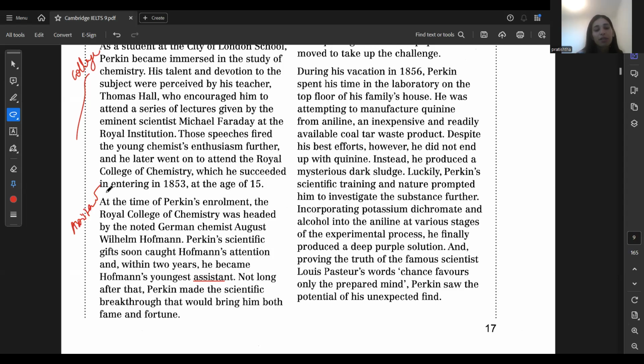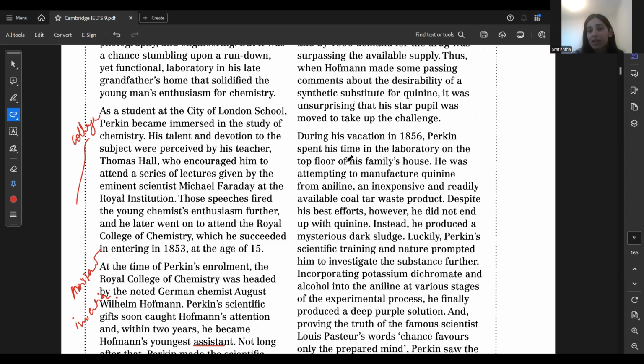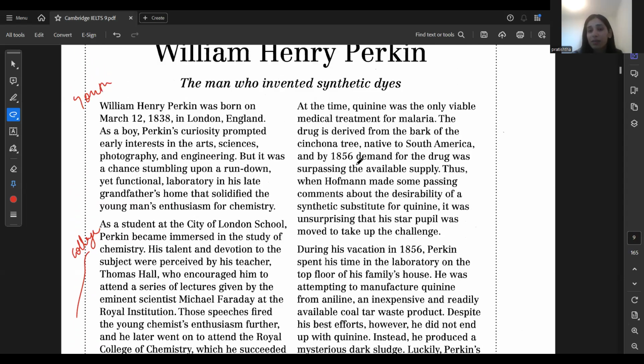Not long after that, Perkin made the scientific breakthrough that would bring him both fame and fortune. So he invented something. So also, let me write invention. Scientific breakthrough is almost like he invented something or he curated a theory or something.